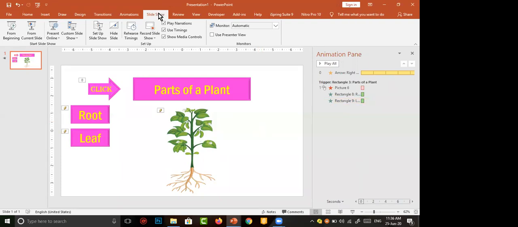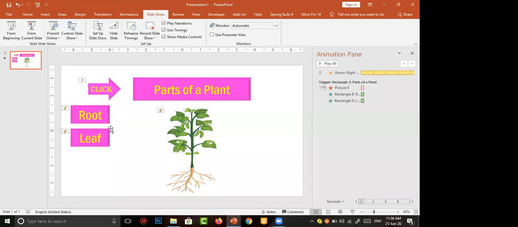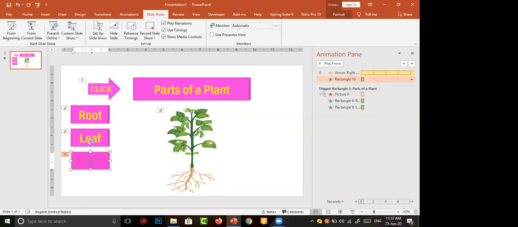I'm going to slideshow from beginning. I'm going to make a click on parts of a plant. Two boxes appeared and pictures disappeared. Again, I want to select this one, duplicate it. I want to change the name of the leaf into fruit.